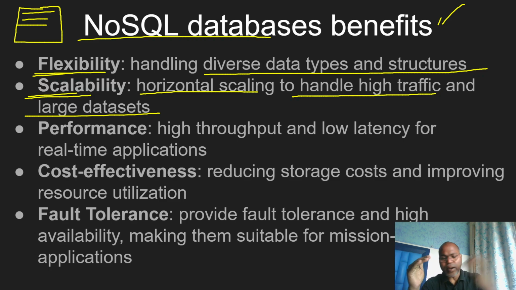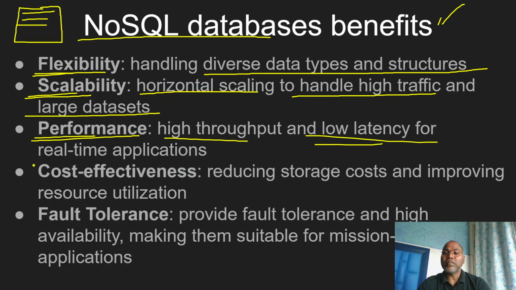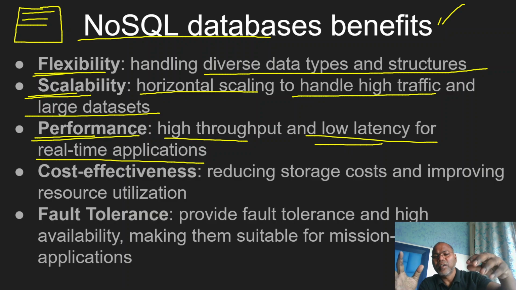Whenever you have a large data set and user traffic is very high, your system is automatically going to scale. And also high performance. If you have even a large data set, our system should perform well, with high throughput and low latency, and it's for real-time applications. So these databases, even with a large data set, still provide high throughput and low latency. That means from whichever region the user is accessing, they get a quick reply, because the nearest data center is going to provide the services for you.